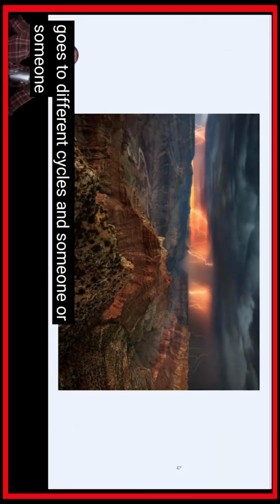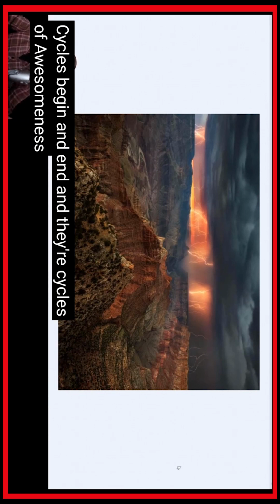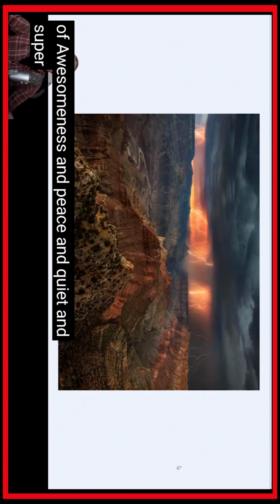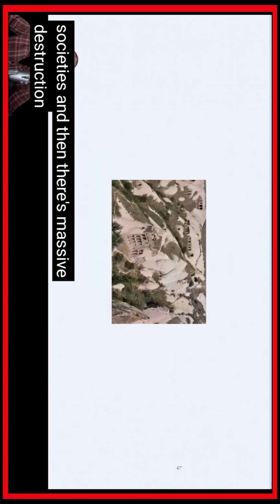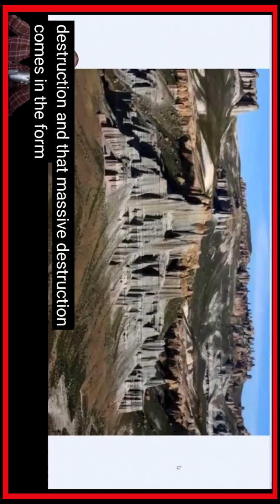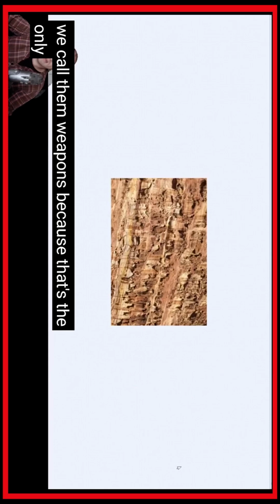And someone, or someone in plural, decides when these cycles begin and end, and they're cycles of awesomeness and peace and quiet and super advanced technology and societies, and then there's massive destruction. And that massive destruction comes in the form of, well, we call them weapons, because that's the only thing that can come to my brain right now.